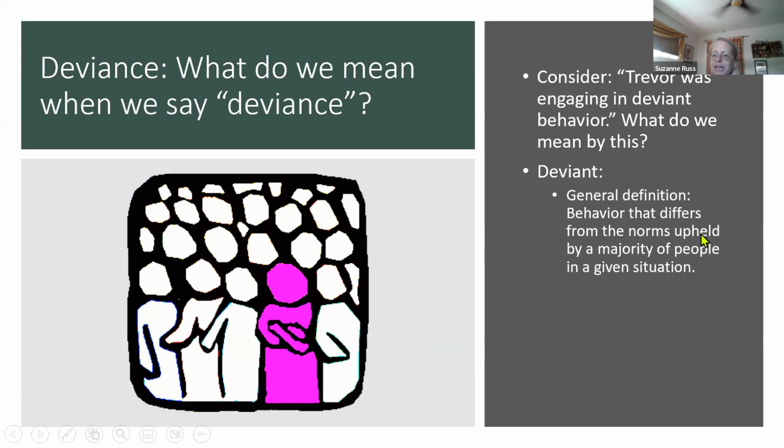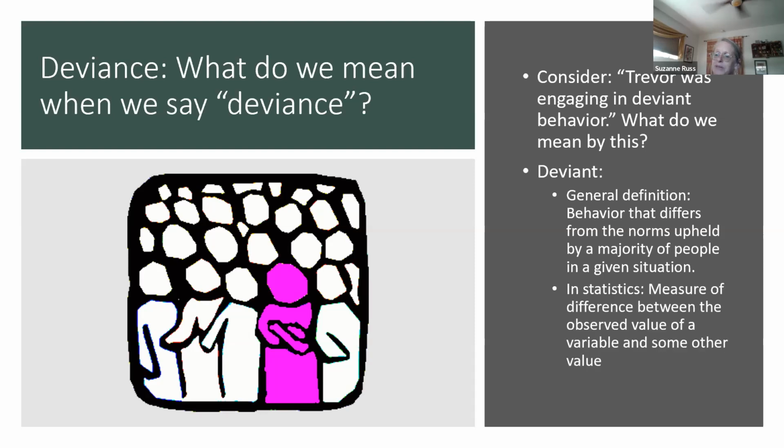And I have a version of that here. We're using that word norm, Sean. Behavior that differs from the norms upheld by a majority of people in a given situation. I just copied that down from a definition in sociology, okay? But I want you to keep this idea, because when we talk about deviation in statistics, we mean the same thing. So I want you to become comfortable with our language.